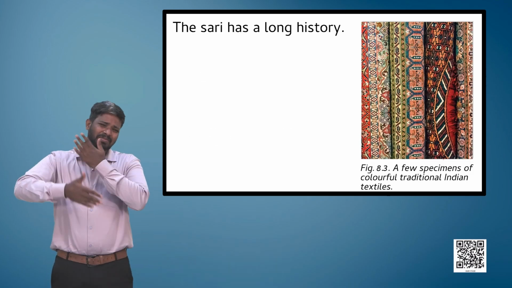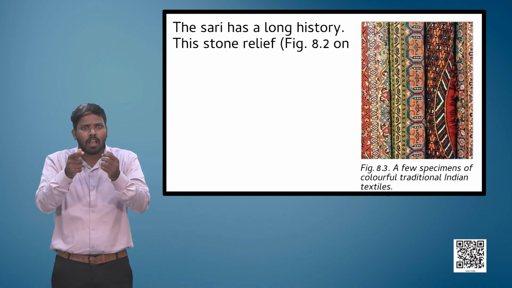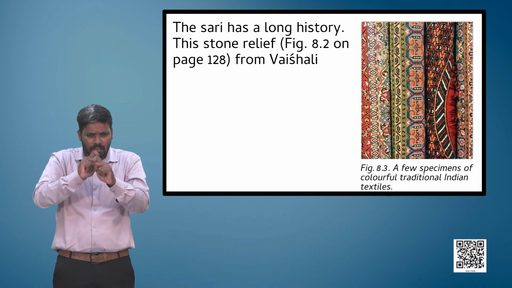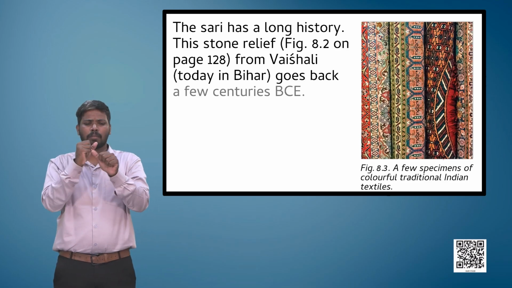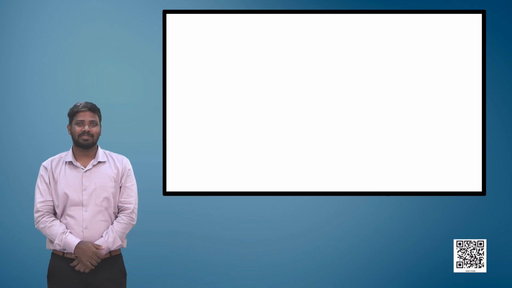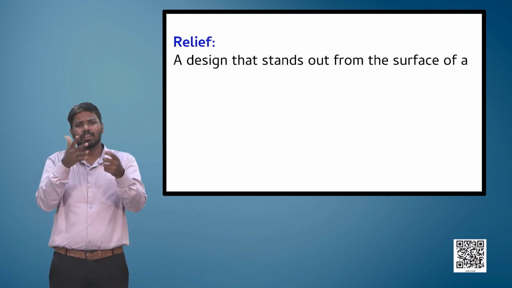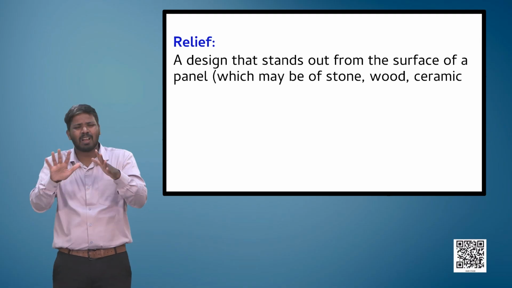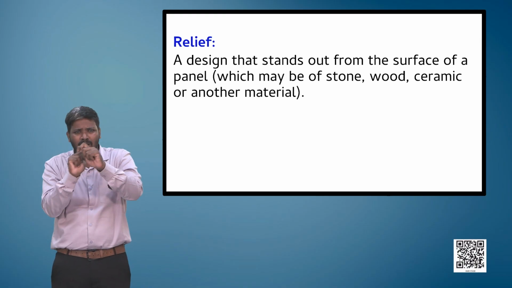The sari has a long history. This stone relief, refer to figure 8.2 on page 128, from Vaishali, today in Bihar, goes back a few centuries BCE. Relief is a design that stands out from the surface of a panel, which may be of stone, wood, ceramic or another material.